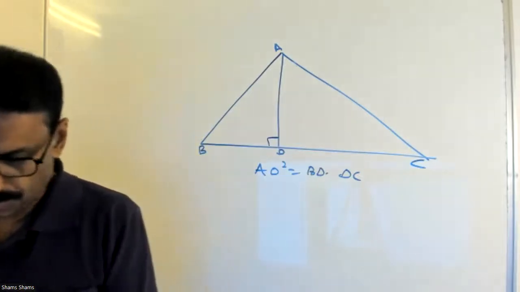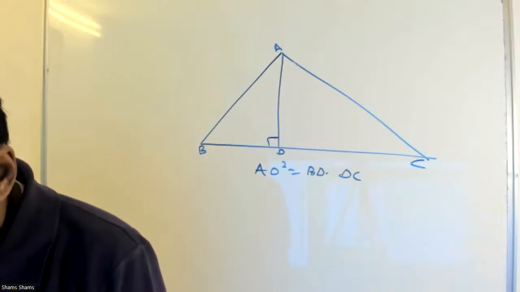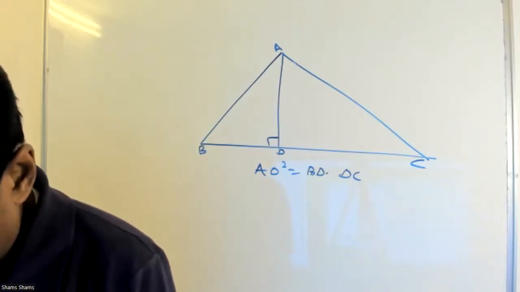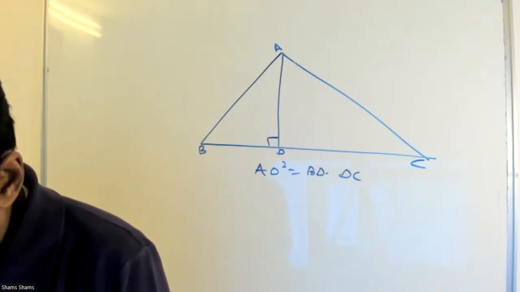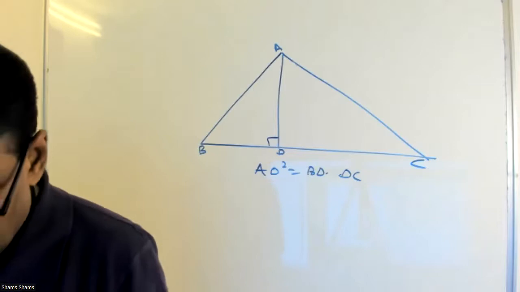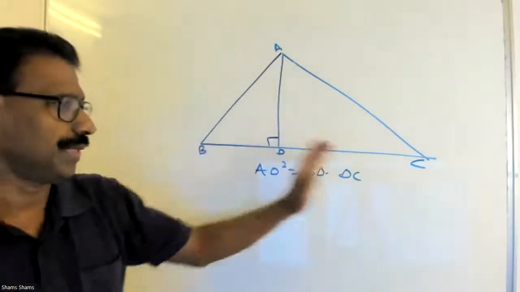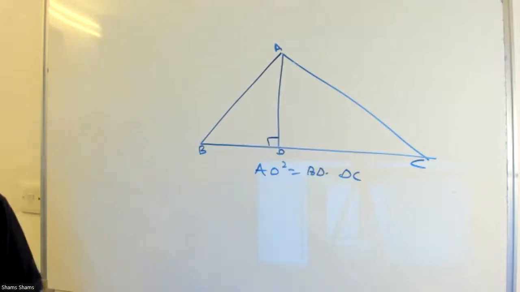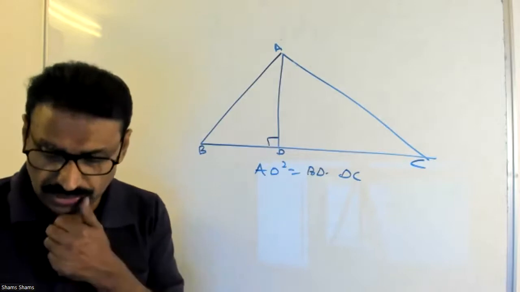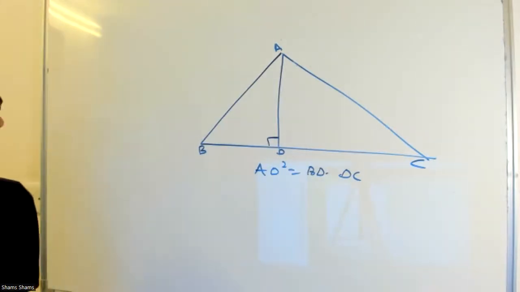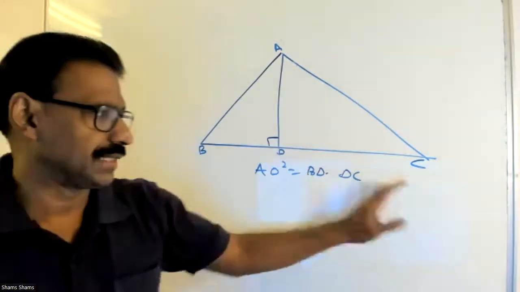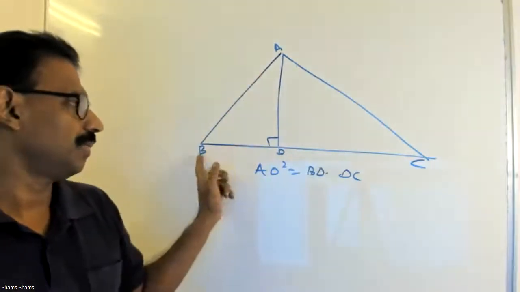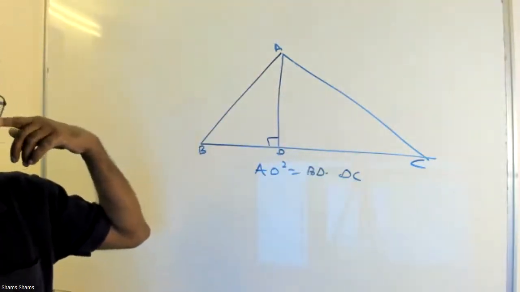Question again. In triangle ABC, AD is perpendicular to BC, and AD square equals BD into DC. Prove that angle A is 90 degrees. I'll show this question. Hello, is the question clear or not? Once again, in triangle ABC, AD is perpendicular to BC. AD square equals BD into DC. Prove that angle A is 90 degrees.